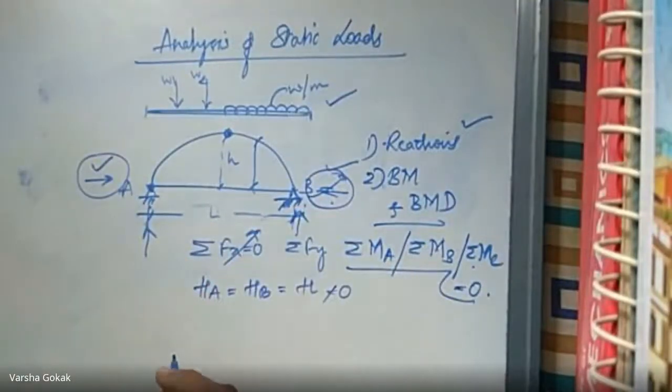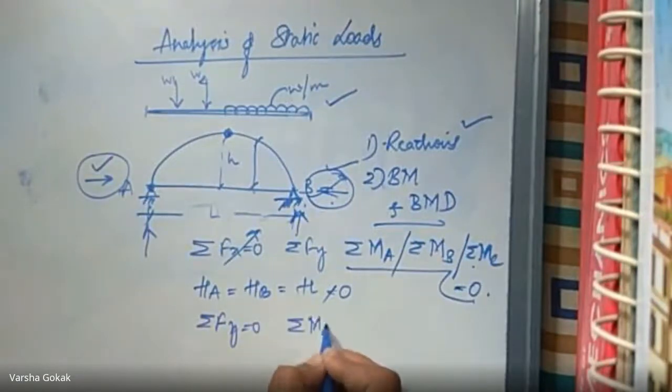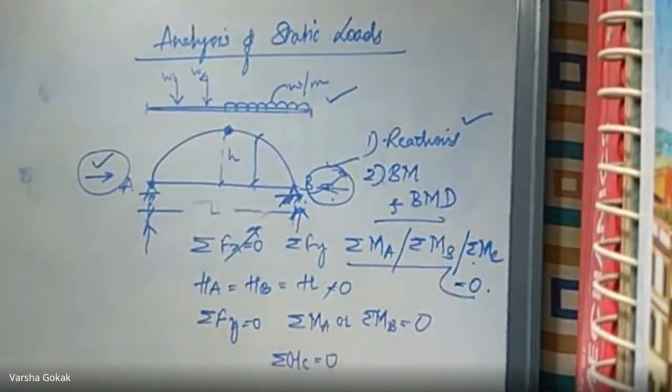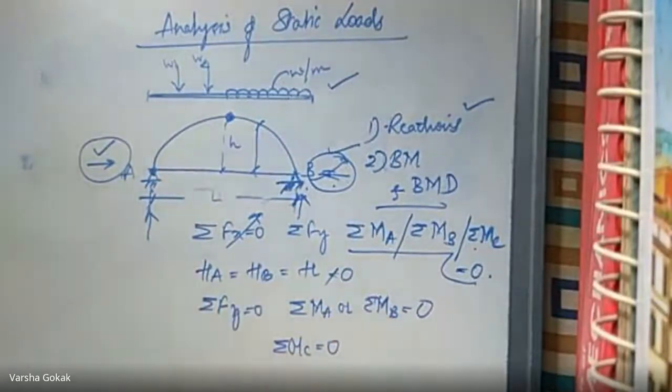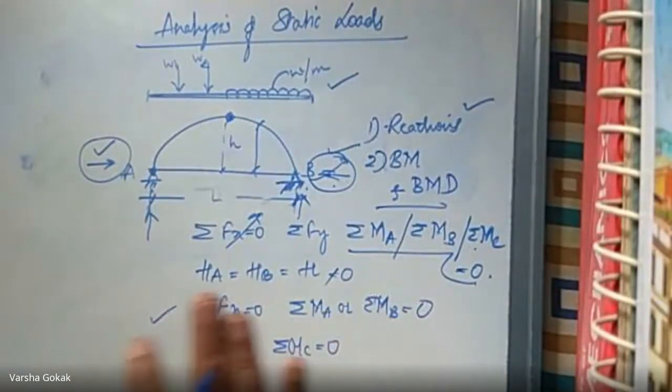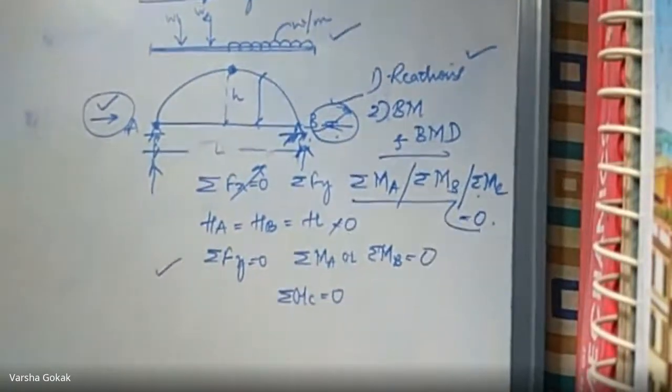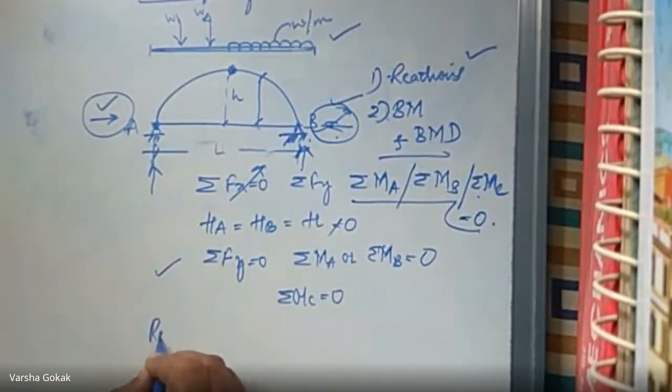Instead of that, what we will be making use of is only summation Fy equal to 0, summation MA or summation MB equal to 0, and summation MC equal to 0. So these are the equations of equilibrium that we will be using. Same as what you have done in beams. Nothing different, only the way of telling would be different in this case.